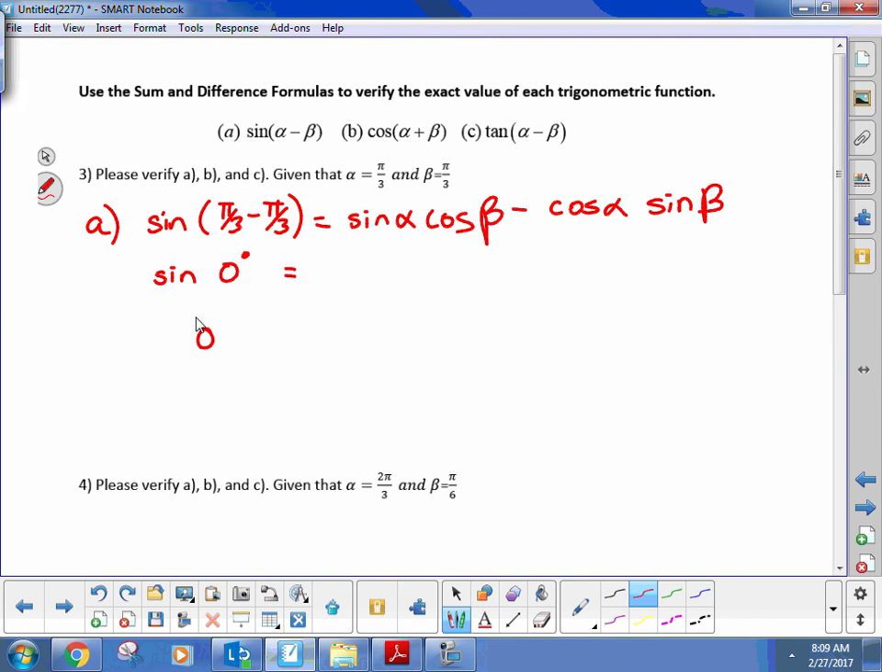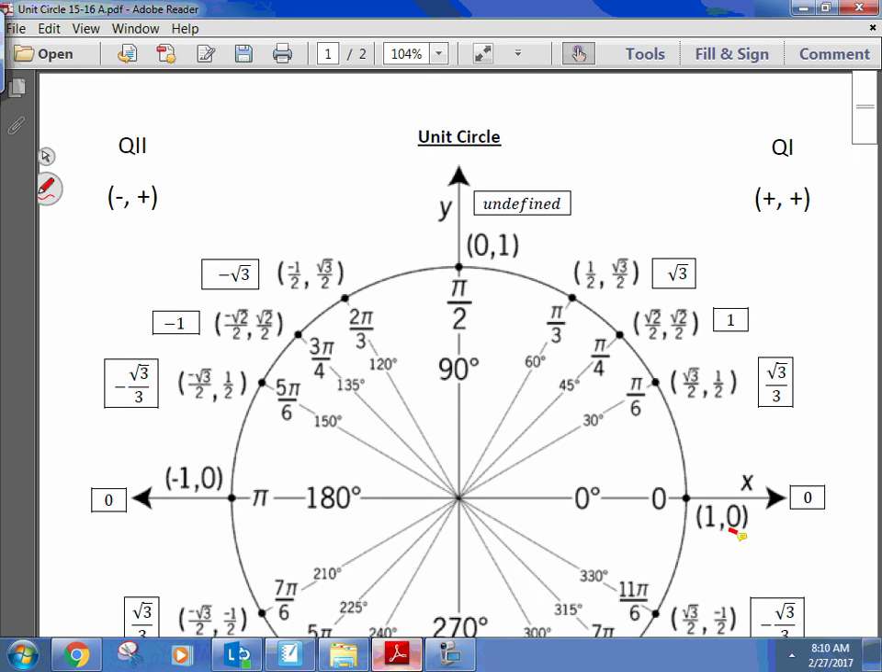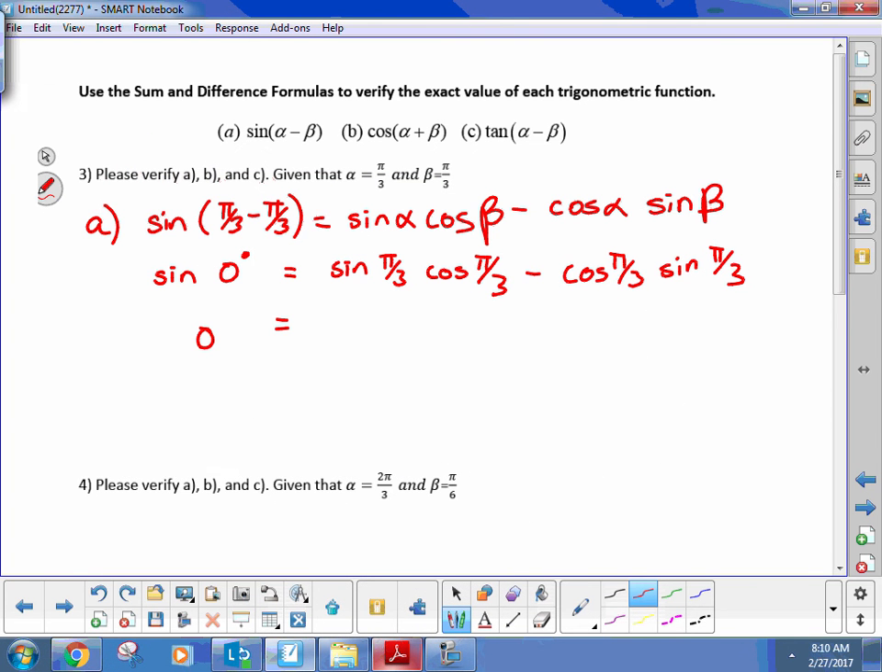So what we're going to do over here is verify that. Every time you see alpha and beta, you're going to put that in. So sine of pi over 3, cosine of pi over 3, minus cosine of pi over 3, sine pi over 3. And from here we'll discover what each of these values are. I had to know what cosine and sine of pi over 3 are. So we have 1/2 and square root of 3 over 2. This is square root of 3 over 2. This is 1/2. We're going to be multiplying these two.